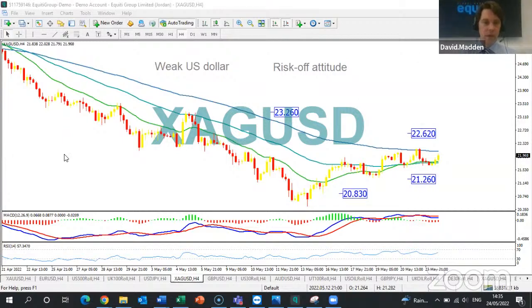The first chart I'm covering here is going to be silver. Silver has seen a lot of volatility in the last week or 10 days. Just over two Fridays ago, the metal fell to its lowest level in almost two years. Why was this? Well, we had a broad rally in the US dollar. We also had concerns about the health of the global economy. And with that, we saw a sharp move to the downside in silver.